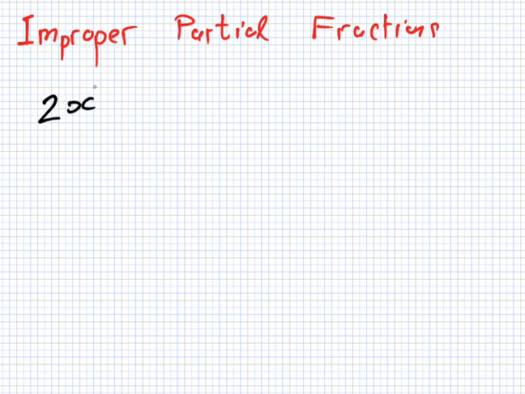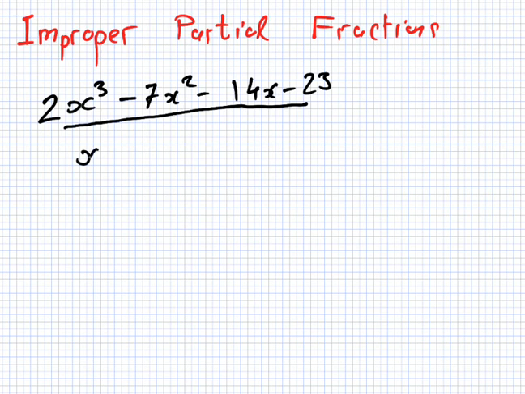So first example, let's do an example like this one here. 2x cubed minus 7x squared minus 14x minus 23 all over x squared minus 4x minus 5. This one we call improper partial fraction because the top has power 3 and the bottom has power 2. So the top is a higher power than the bottom, so we say it's improper. So how do we deal with improper?